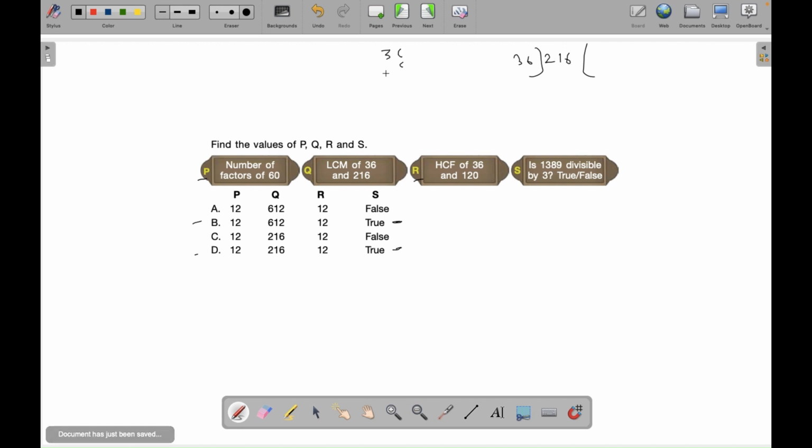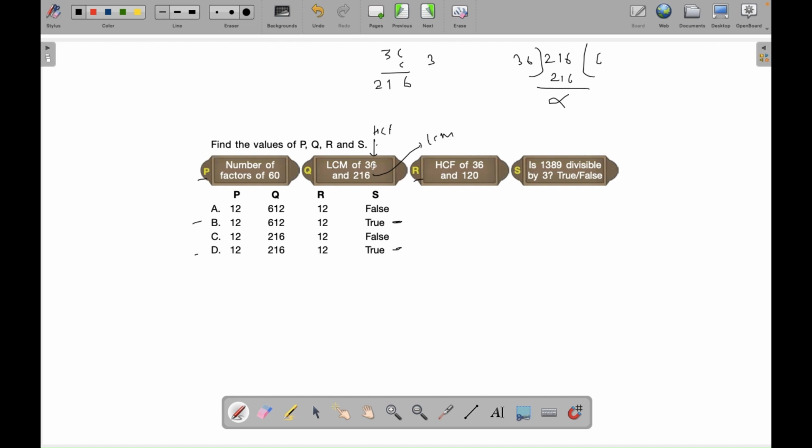We'll just quickly multiply to check that we are getting 216 or not. So 6 6s are 36, carry 3, 6 3s are 18, 216. So 36 times 6 is 216, which means the larger number is divisible by the smaller number. And when the larger number is divisible by the smaller number, we don't have to find the HCF and LCM. We can say that the smaller number is the factor. Smaller number is always the factor and larger number is always the multiple. Right? So HCF is 36 and LCM is 216.